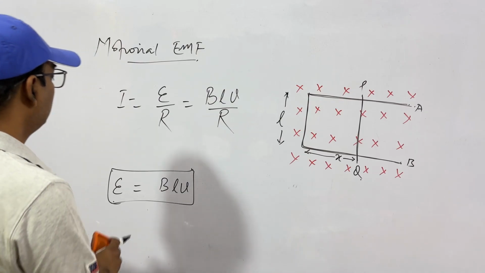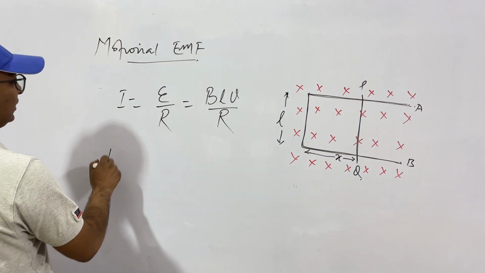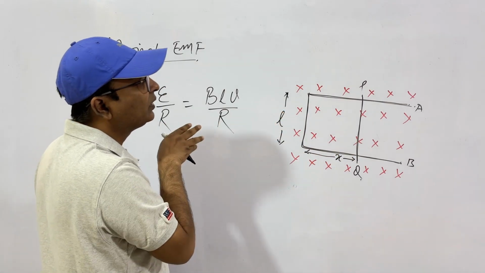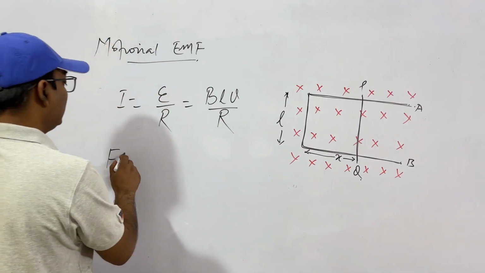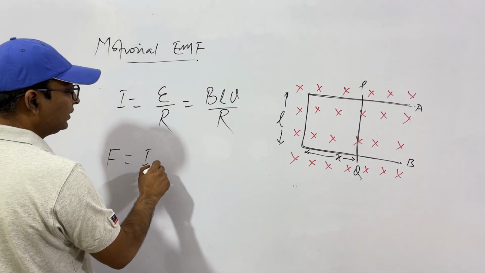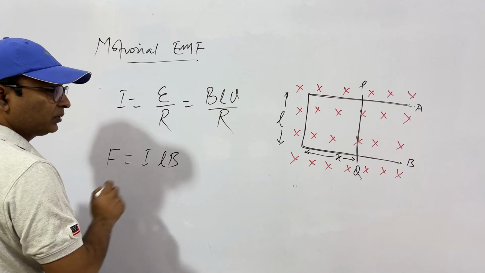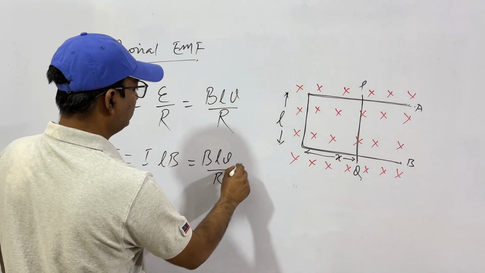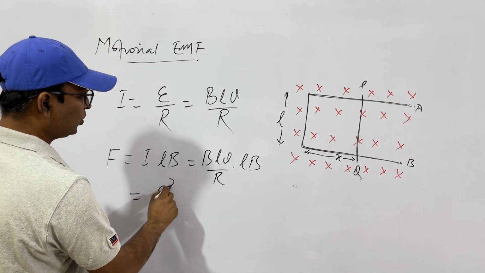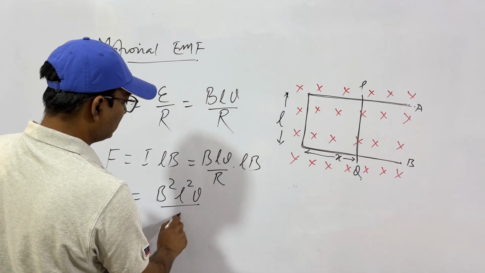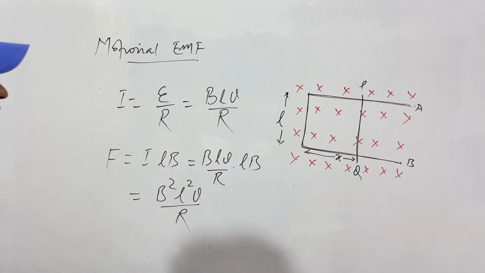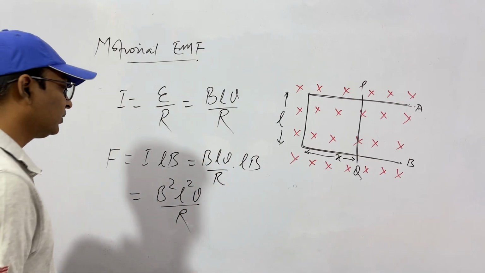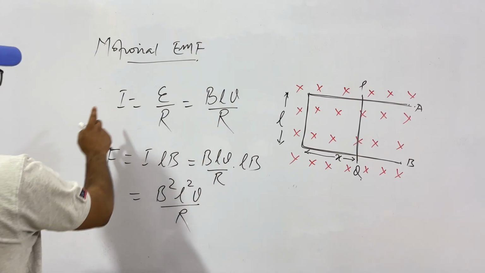Now when you know the current, you know the force, because there will be a force when you are pushing at this side, there will be a force on the other side. It is I into length into B, ILB. This is the force, the Lorentz force. So I is BLV by R into LB. What we get is B square L square V by R. This is the force experienced by this conductor, and the direction will be opposite to the direction of the velocity.